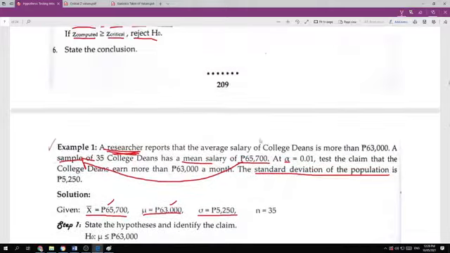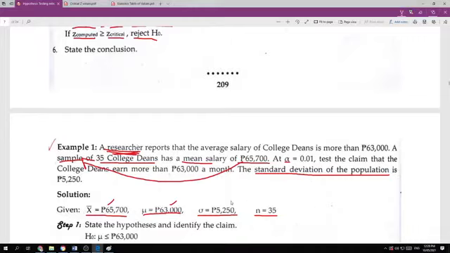Okay? Now let's continue. We have here n. You are given a sample of 35 college deans. Therefore, n there is 35. Okay? Now, let's go to step number 1. Step number 1 is based on the claim. Look at the claim. What is the claim?